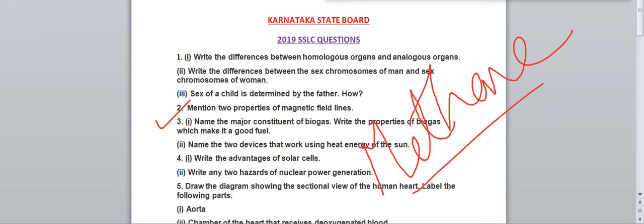And what are the two properties of biogas which make it a good fuel? The first point you can write is that it is a very eco-friendly fuel. It produces no ash, and its calorific value is also very high, means it burns without any smoke also, and its heating effect is also very good. So 2-3 points you can write for that. The first point you can write is that it is an eco-friendly fuel. The second point you can write is that it produces no smoke or ash. The third point you can write is that its calorific value is very high.